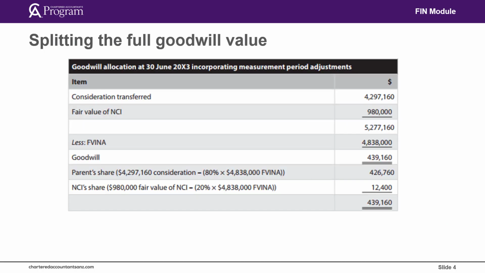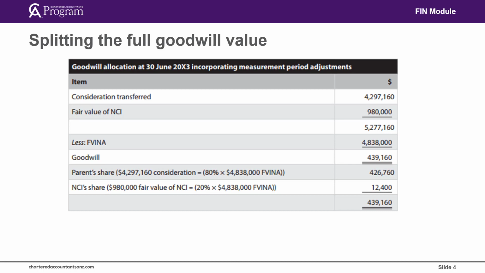The value of the goodwill at 30 June 20x3 is $439,160. This is the value of the asset that will appear in the consolidated balance sheet. As we're applying the full goodwill method, we need to work out how much of that asset belongs to the parent and how much belongs to the non-controlling interest. We perform this split as it will have implications for our consolidation journal entries.